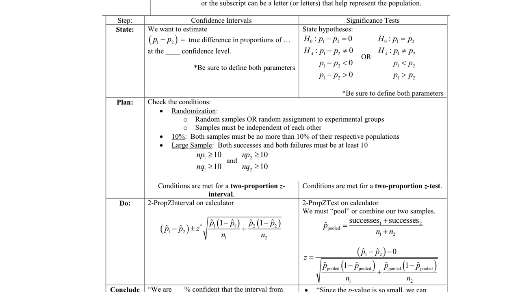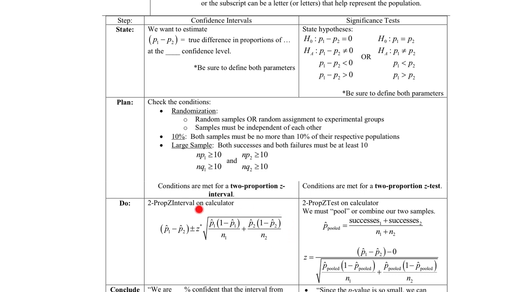Conditions have not changed: still random, but you have to check both P1 and P2. Both samples have to be independent. Okay, 10% rule. Oh, independent of each other. That's right, because one cannot affect the other. Both successes and both failures must be at least 10. So notice you've got to check both of them, P1 and P2. And then you say the conditions are met for a two proportion Z interval or two proportion Z test.